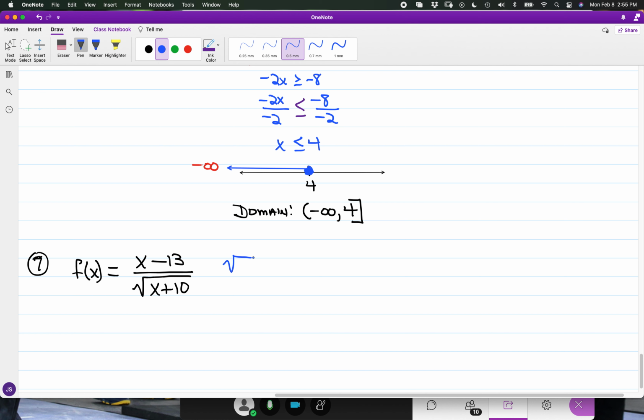The square root, or an even root radical. So again, inside the radical we have x plus 10. So x plus 10 cannot be negative. And also, because x plus 10 is in the bottom of a fraction, x plus 10 cannot be 0.